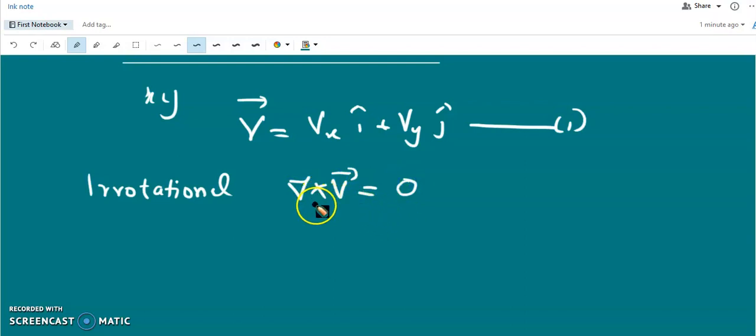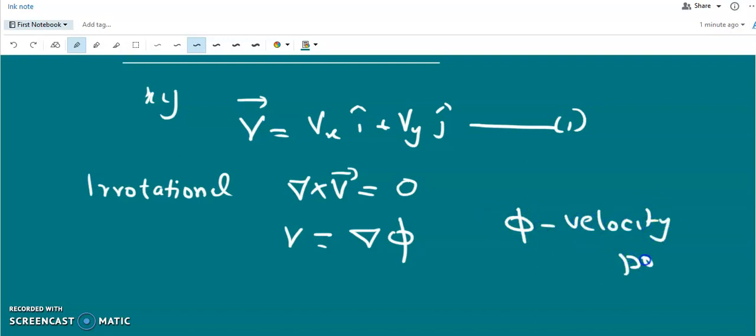So we know that if the curl of any vector function is 0, then that vector function is represented as the gradient of some scalar. v equal to gradient of some potential, and phi here is the velocity potential. So this gradient of the velocity potential gives the velocity of the incompressible fluid.